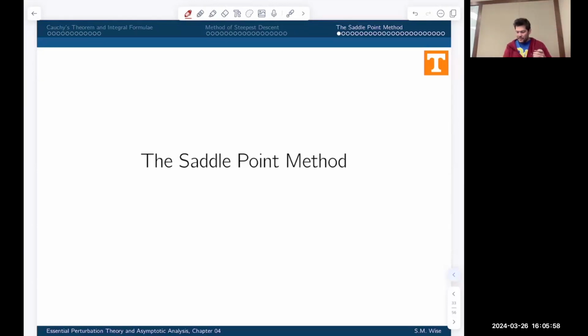The last thing we want to talk about here in chapter 4 is what's called the saddle point method. So this is another method for converting certain types of contour integrals into real integrals that can be dealt with using the Laplace method, or in other words, by applying one of the two Watson's lemmas that we have. So let's jump into it.